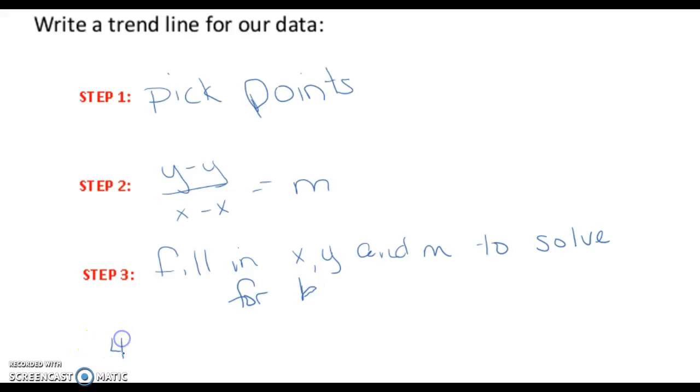And then step 4 is going to be write it in y equals mx plus b, so that when you are filling it in, you have y equals your m, which is a number, times your x, plus or minus your b, depending on if it is a positive or a negative slope.